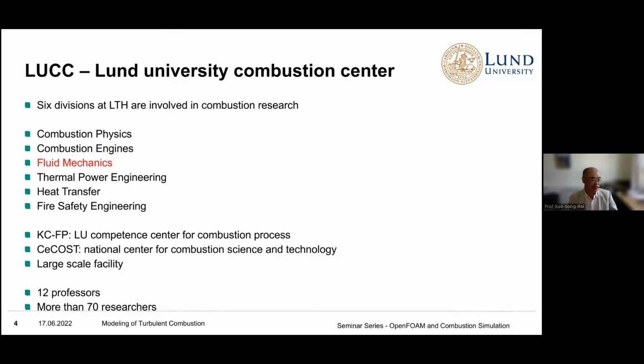Lund University is one of the combustion research centers in Sweden. We have many divisions and departments: the physics department, engine division, fluid mechanics, which is where I work, thermal power engineering division, heat transfer, and fire safety. We share common interest in combustion research. We are the Lund University Combustion Center, and we have had competence centers studying internal combustion engines. The ACCCI work and the low temperature combustion work in KCFP have been very well known in the world. CCOST is a national center, the Swedish National Center for Combustion Science and Technology. In Lund, we have roughly 10 professors and more than 70 to 100 researchers, including PhD students.